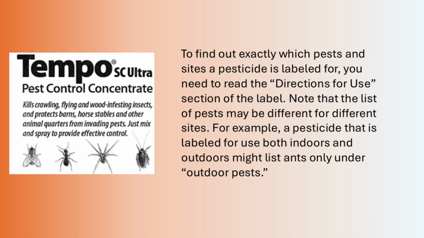To find out exactly which pests and sites a pesticide is labeled for, you need to read the Directions for Use section of the label. Note that the list of pests may be different for different sites. For example, a pesticide that is labeled for use both indoors and outdoors might list ants only under outdoor pest.